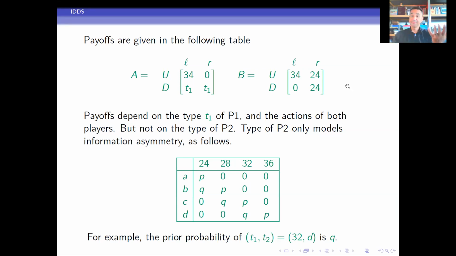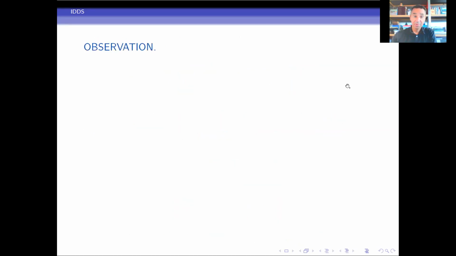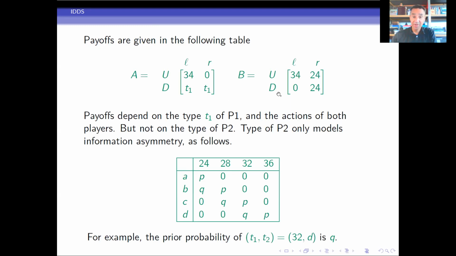Okay, so this completely determines the game. We have payoffs and we have a prior. So this is a Bayesian game, and we have actions. You might want to identify Bayesian Nash equilibria for this specific game. We're going to show that this game has a unique BNE by using this technique of iterated deletion of dominated strategies.